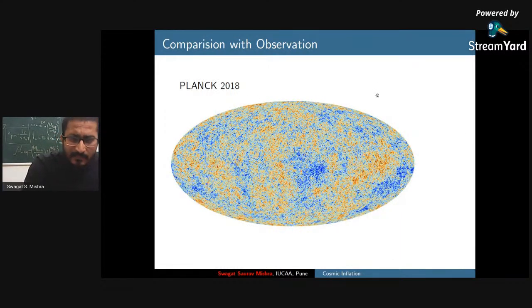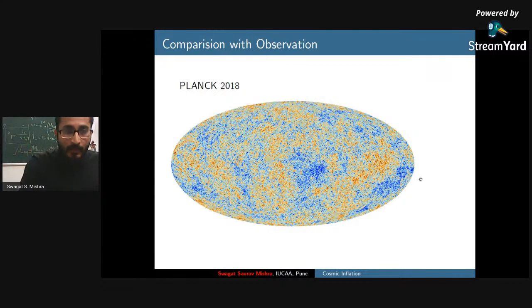So when you look at these temperature or density fluctuations, this is an observationally taken photograph by Planck 2018. You just see random spots. Now, how do you quantify it? What you calculate is, at a given angular size, how many 1 degree spots are there, how many 2 degree spots are there, how many 3 degree spots are there, something like that.